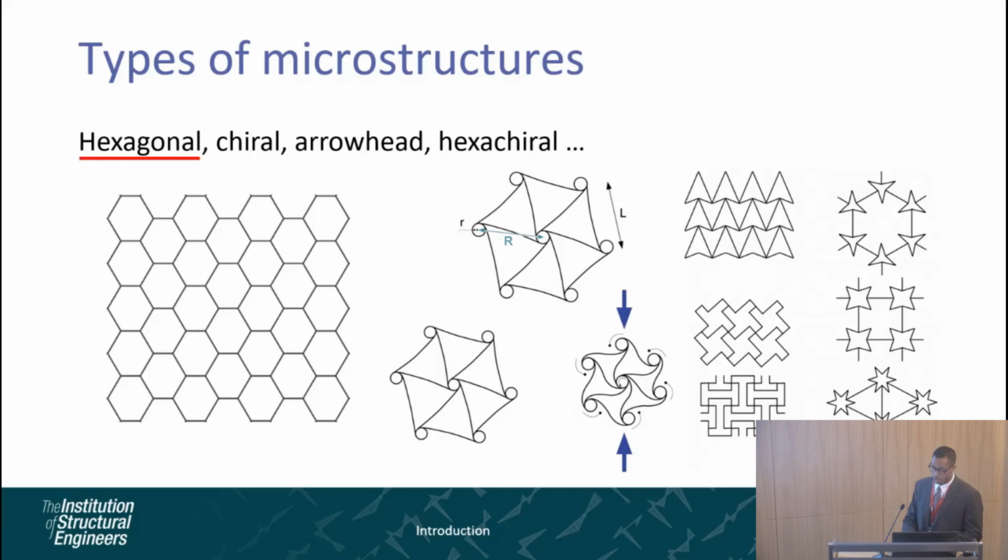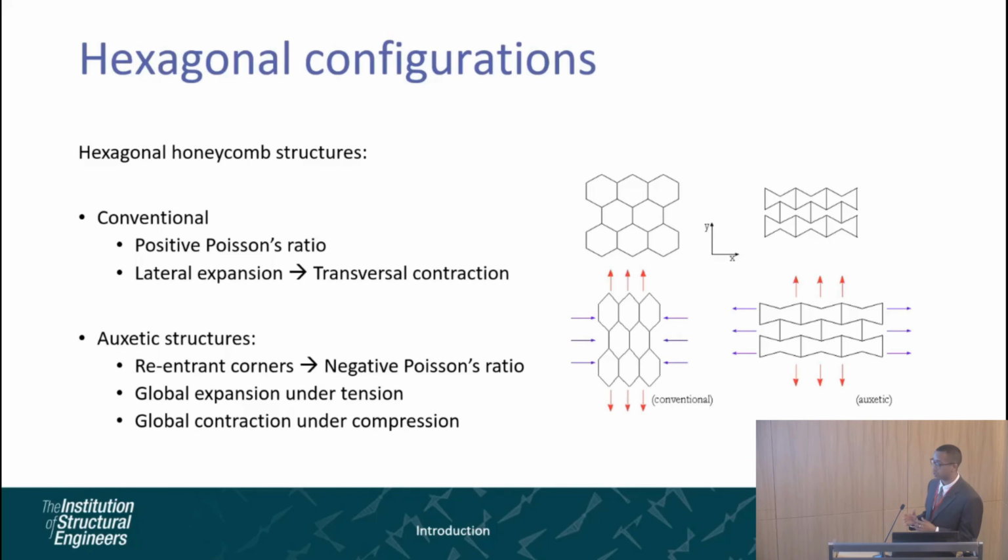So as you can see from this figure here, the conventional one has got a positive Poisson's ratio, which means that if you expand it in one direction, you get a contraction in the other direction. Alternatively, we've also got the auxetic honeycomb, which has got a negative Poisson's ratio, and this is purely due to its reentrant corners, which when you're expanding it in one direction, you actually get a global expansion, and if you compress it in one direction, you get a global contraction.